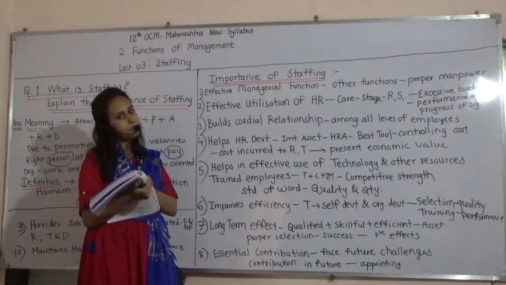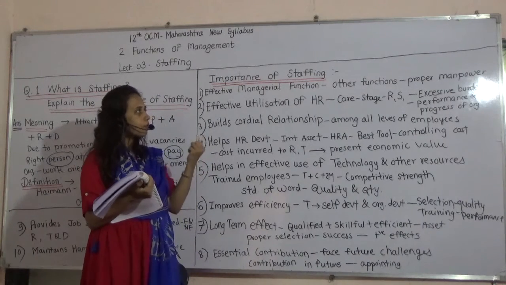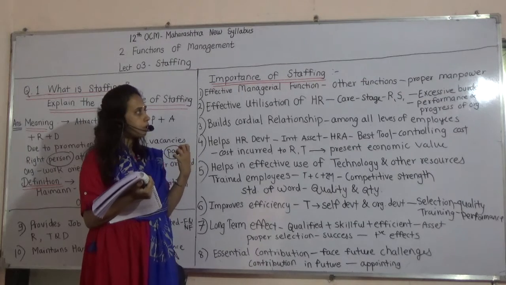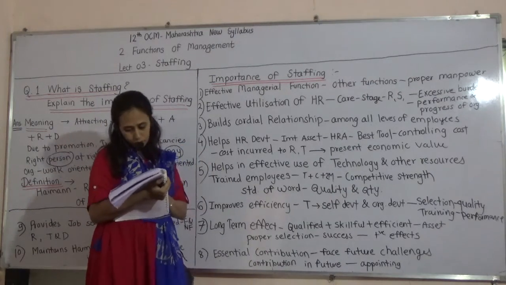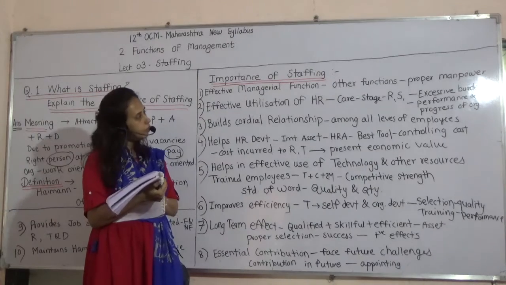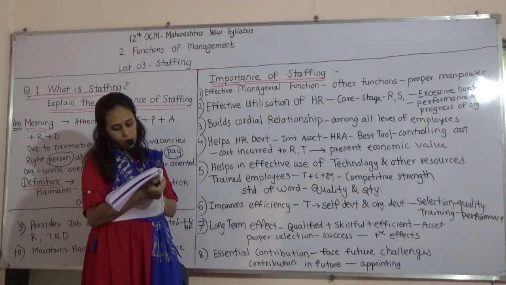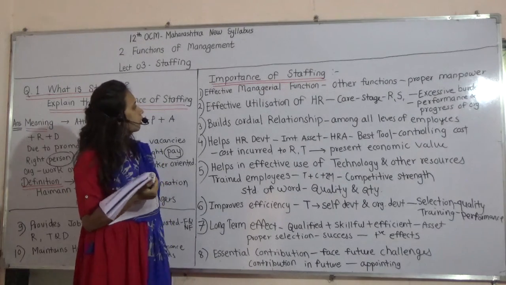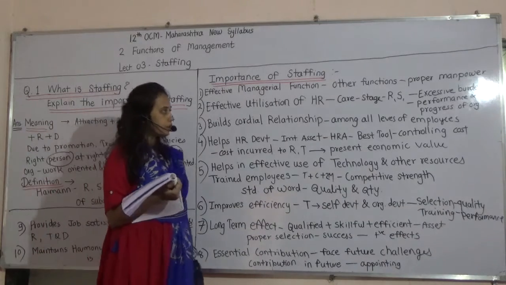If your staff is best, if your staff is competent, meaning they have the eligibility and are efficient, then your result also comes out good. Competitive workforce works effectively in different functional areas like production, sales, finance, etc. Okay, then next is effective utilization of human resource.